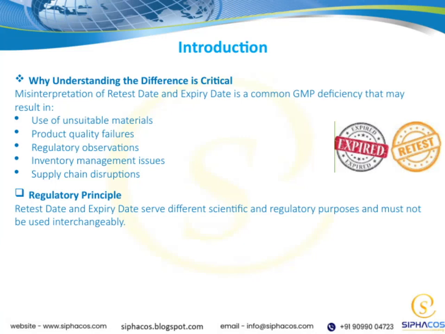Let's start by understanding why knowing the difference between retest dates and expiry dates matters so much. Confusing these two can lead to serious problems, like using materials that aren't fit for purpose, risking product quality, or even triggering regulatory warnings. It can also cause headaches in managing inventory and disrupt the entire supply chain. The key point here is that retest dates and expiry dates aren't just labels. They have distinct scientific and regulatory roles, and mixing them up is a mistake we can't afford to make.